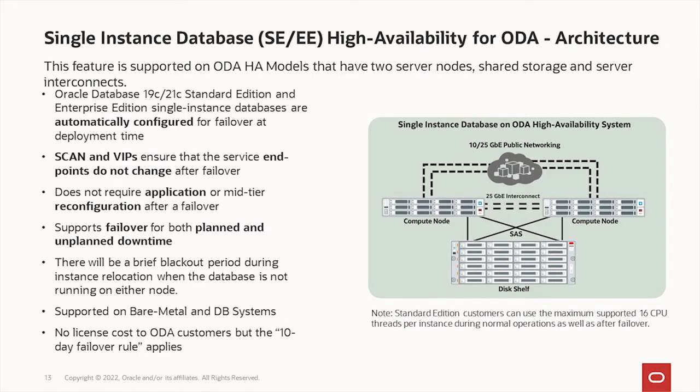So the second feature we're going to demo after the slides is that we're introducing with 19.15 support for single instance database failover for Enterprise Edition database. We have supported Standard Edition HA for ODA from a few releases ago, because we stopped supporting RAC on Standard Edition database. But we're taking that same feature and applying it to Enterprise Edition.